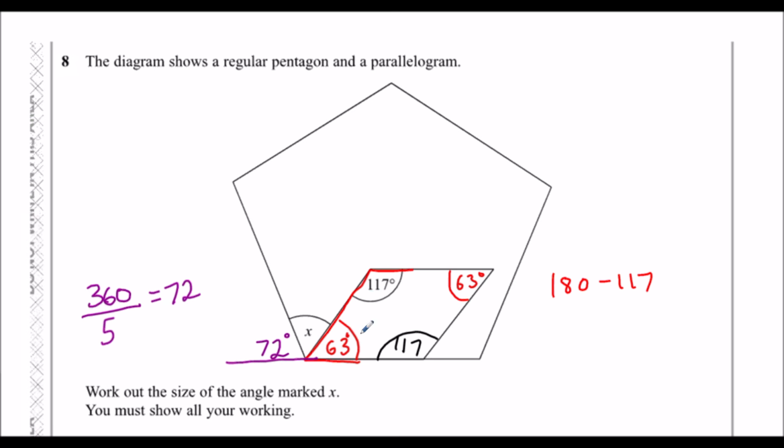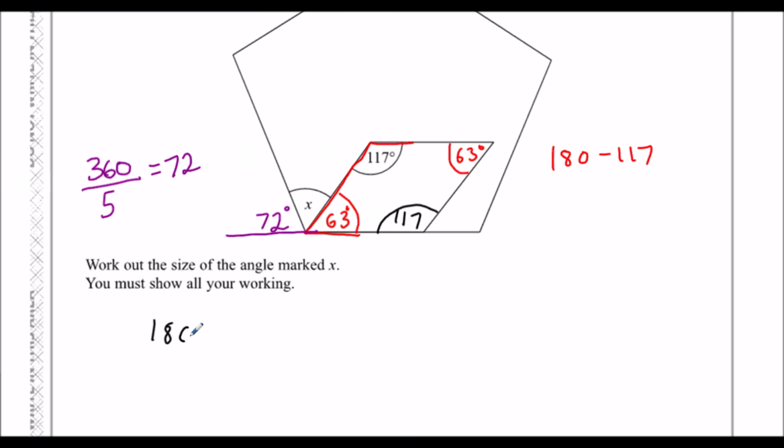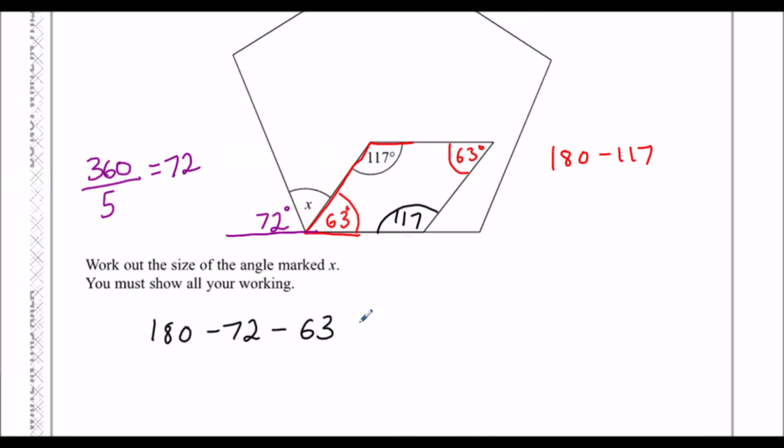And then we can use angles on a straight line. So angles on a straight line have to add up to 180. So 180, take away the 72 and take away the 63, is 45 degrees. So X equals 45 degrees.